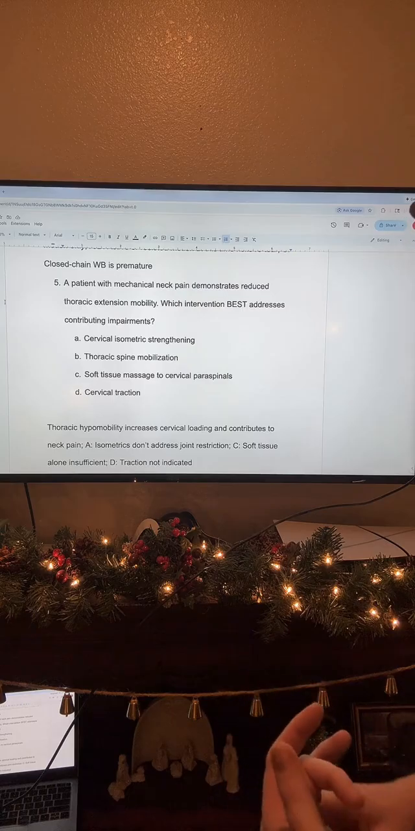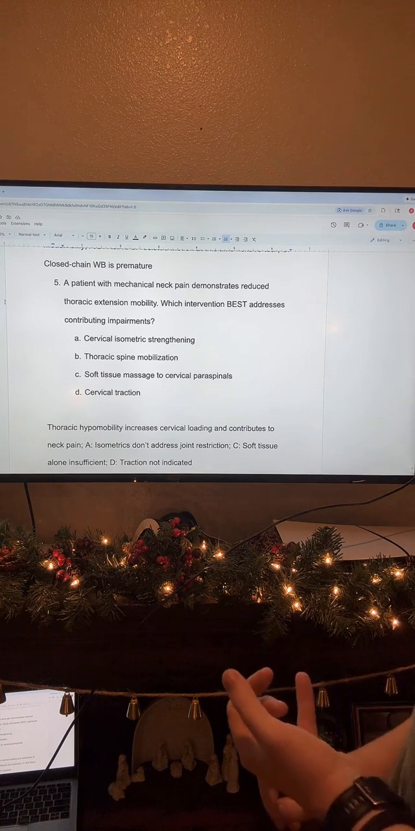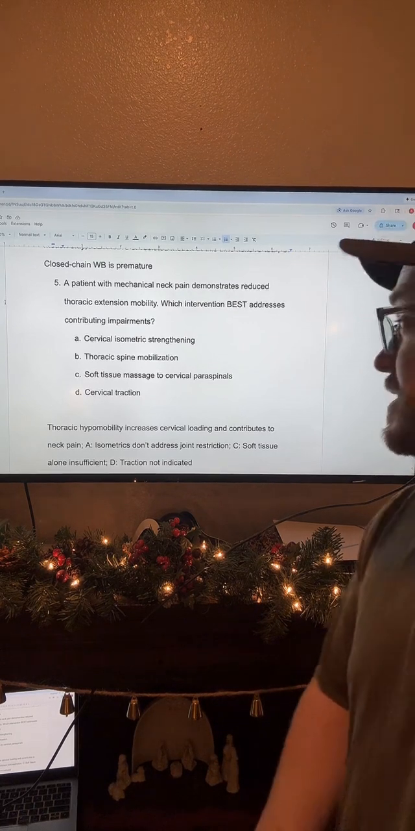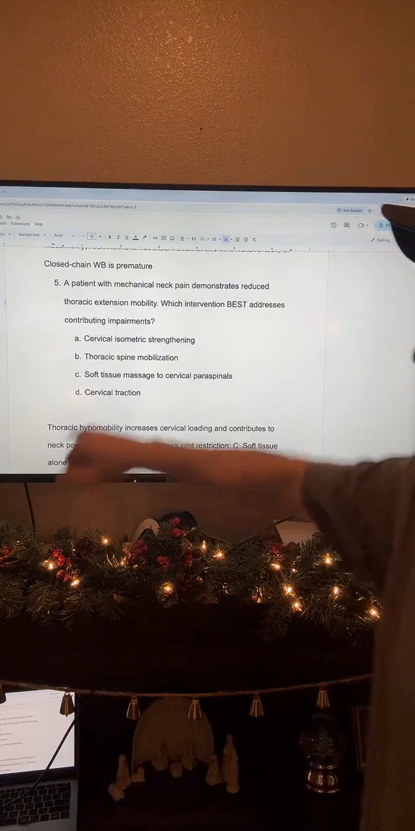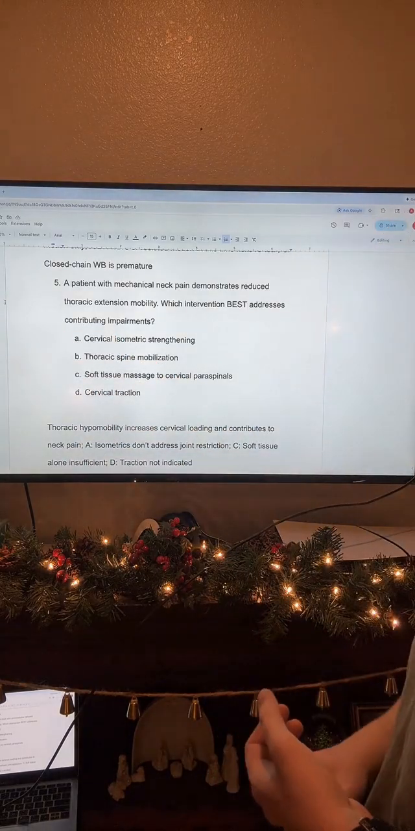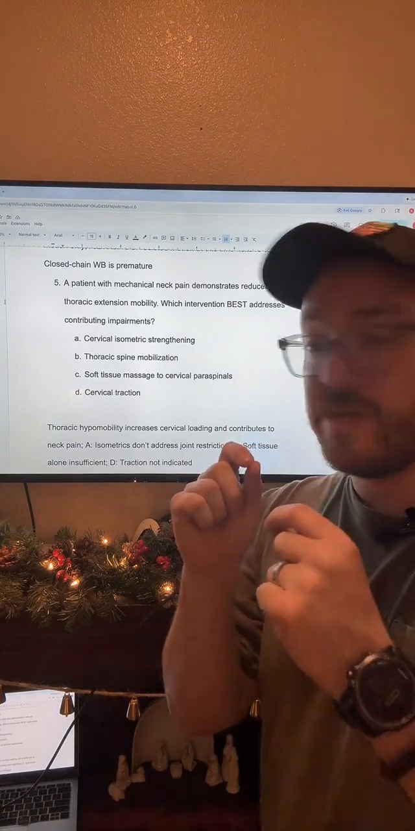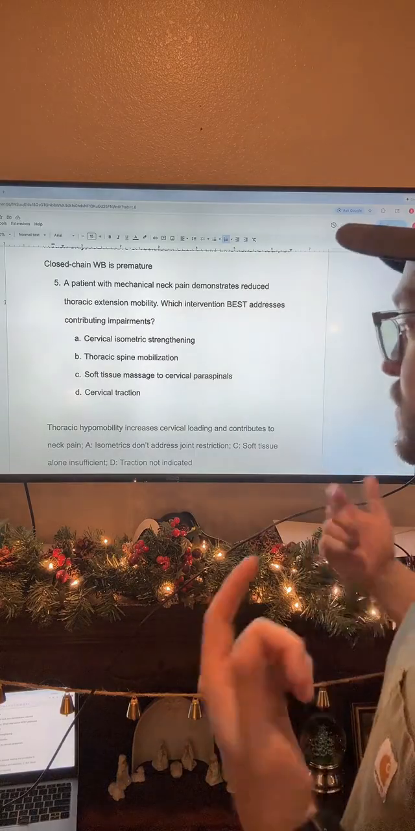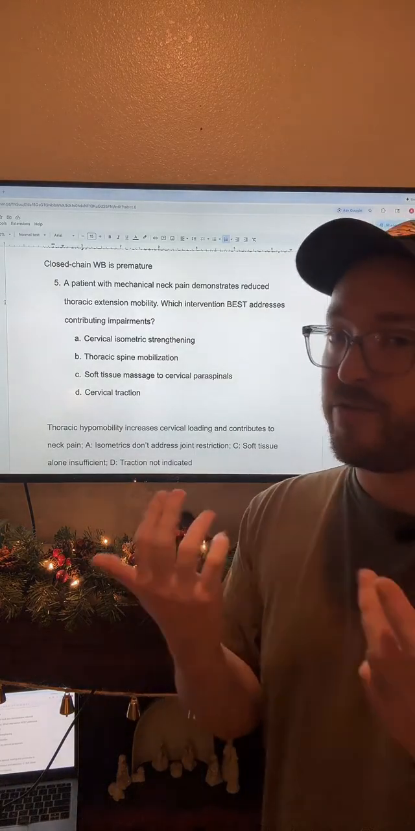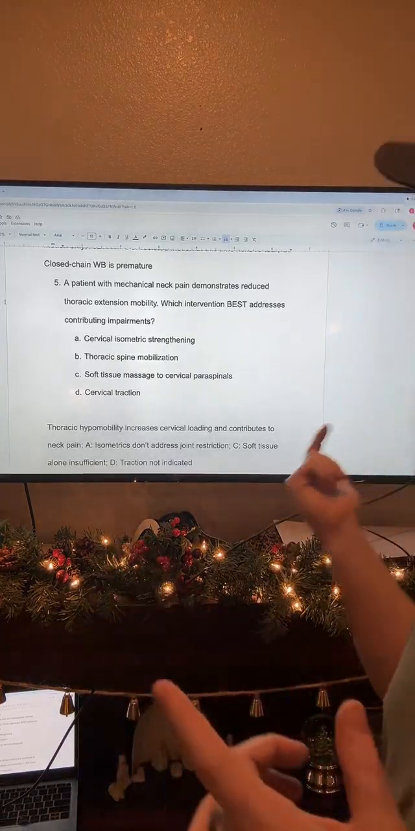Isometrics are not going to address thoracic joint restrictions. Soft tissue massage, especially to the cervical paraspinals, but even if it was thoracic paraspinals, is not going to help improve the joint mobility. And cervical traction isn't going to reach low enough into the thoracic spine to really help mobilize anything. So that is why the answer is B.